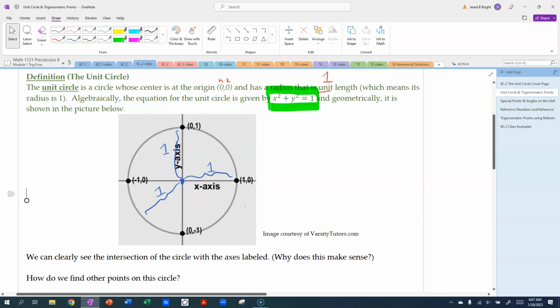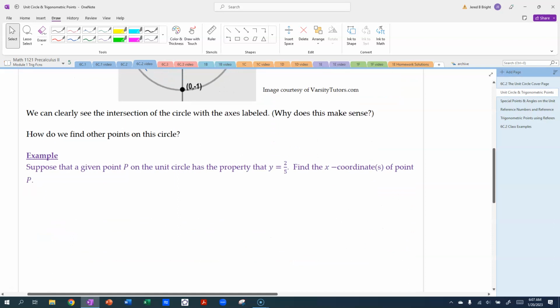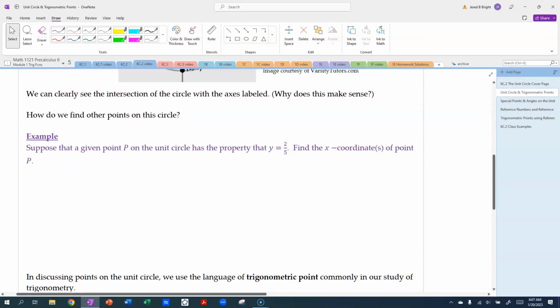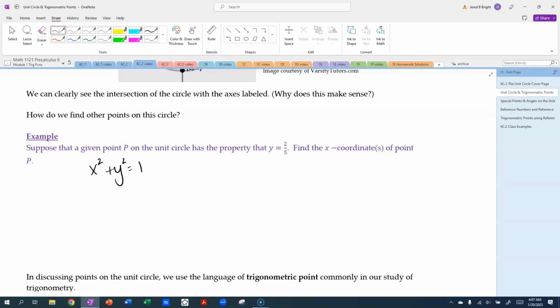But then the question arises, how do we find other points on this circle? That's what we want to explore in our first example. Suppose we have a point P. We know that point P is on the unit circle, and it has this particular property, that its y value is 2/5. We want to find the x coordinate. How do we do this? We remember that x squared plus y squared is equal to 1 is the equation of the unit circle.